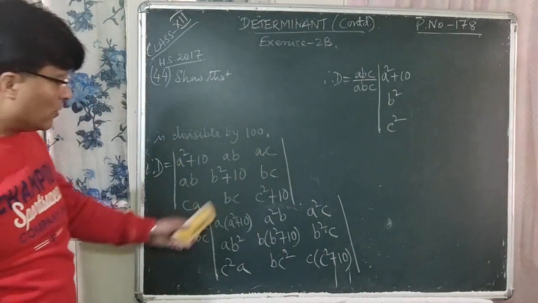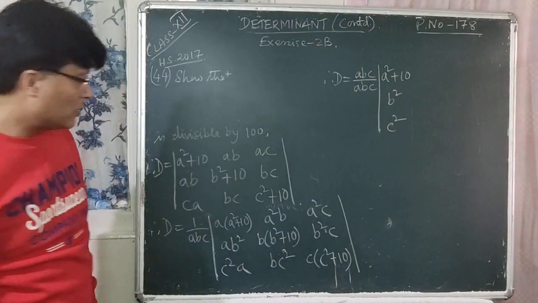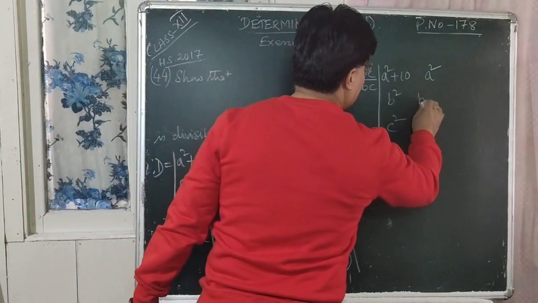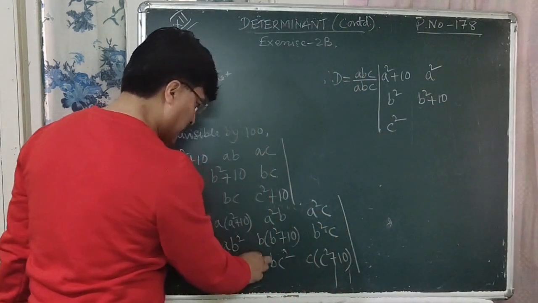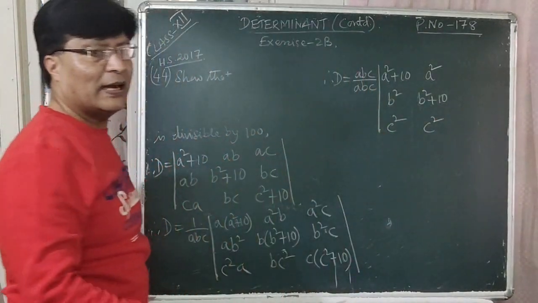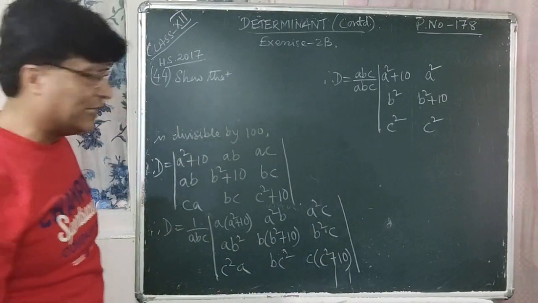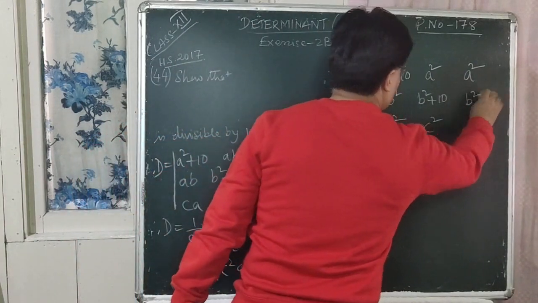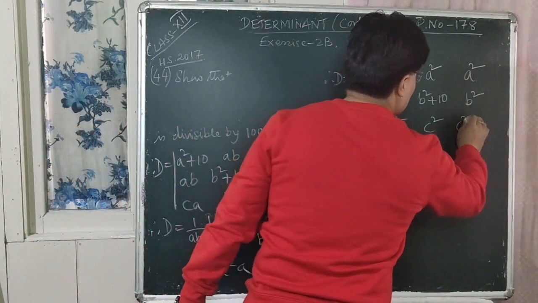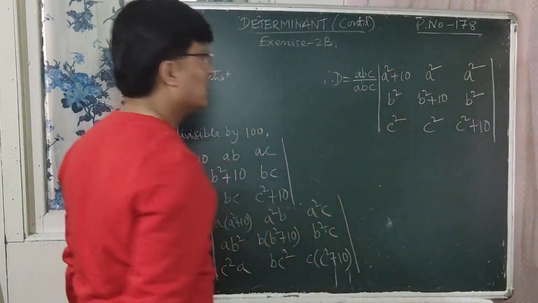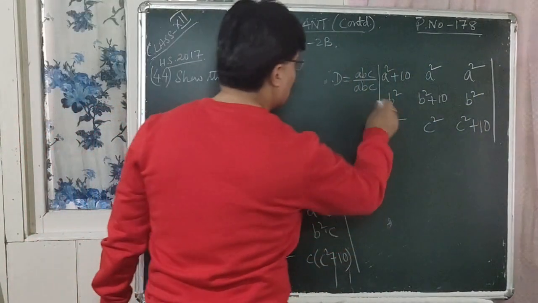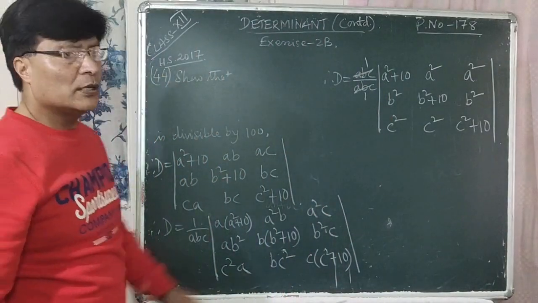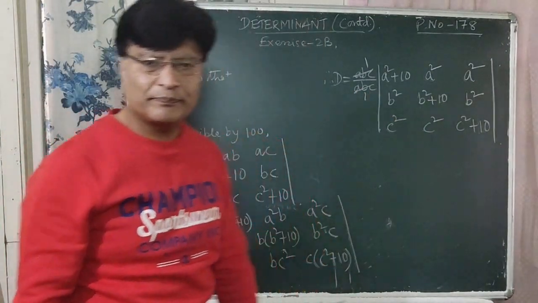What is the second column? From the second column, B is taken common. So what are the remaining terms here in the second column? It is A square, then B square plus 10, and then C square. And from the third column, what is taken common here? C. That is, it is A square, then comes B square, then comes C square plus 10. Is that clear to all of you? So here ABC gets cancelled. You can cancel them. So how can you simplify this determinant again?